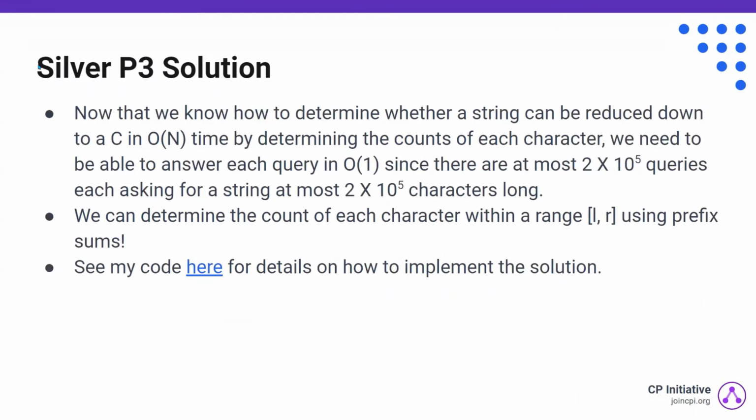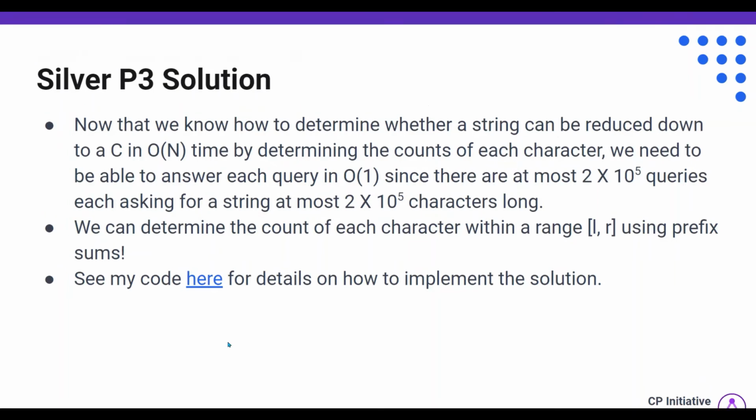So now that we know how to determine whether a string can be reduced down to a C in O of n time by determining the counts of each character, we just need to be able to answer each query string in O of 1 time, and we can do that using prefix sums. So you can see my implementation.